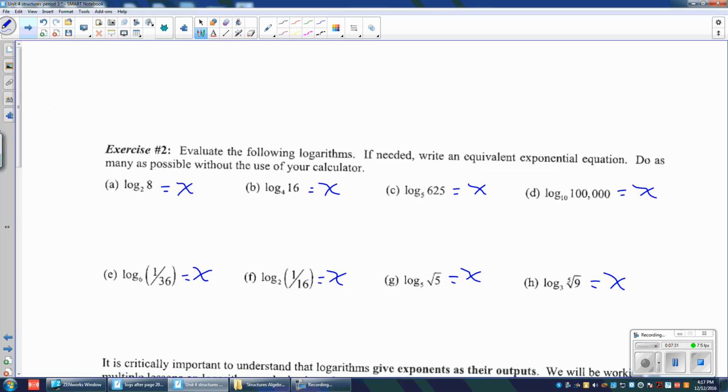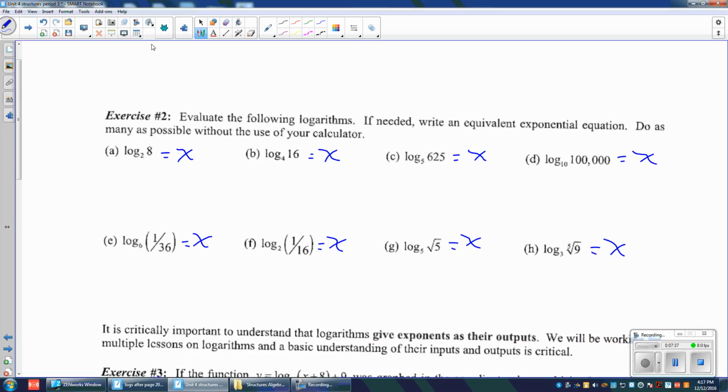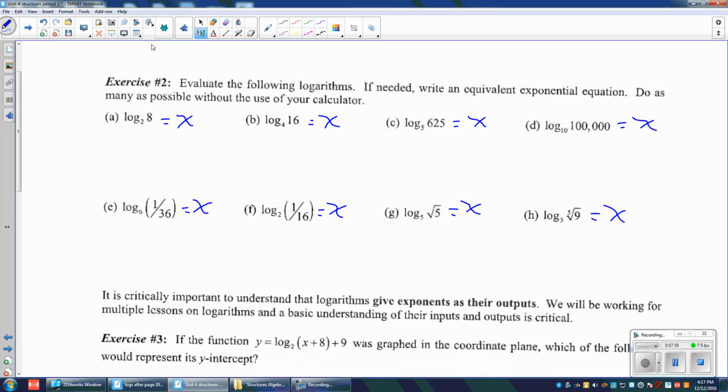So here we go. Evaluate the following logarithms. If needed, write an equivalent exponential equation. Do as many as possible without the use of your calculator. Are you ever going to be without your calculator? Don't do as many as possible. Do all of them.